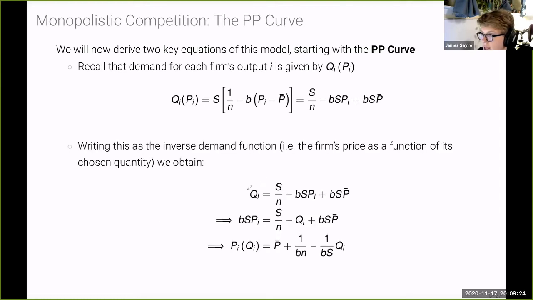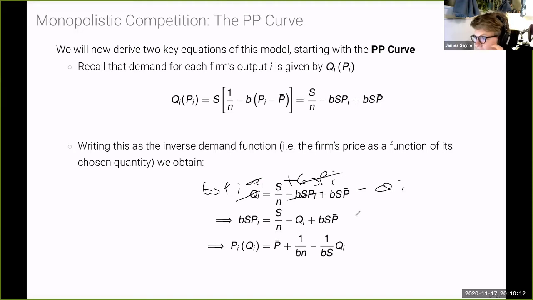The first step is to take QI and try to solve for PI as a function of QI instead. We're just going to take this expression up here, make this QI, and get rid of the function of PI. Now all I'm going to do is move things over so that I can get PI by itself. The quick way to see this is that I'm going to add BSPI on both sides, which gives me BSPI. Then on both sides I'm going to subtract QI. So these cancel out, and so do these. I'm left with this expression in this next line.